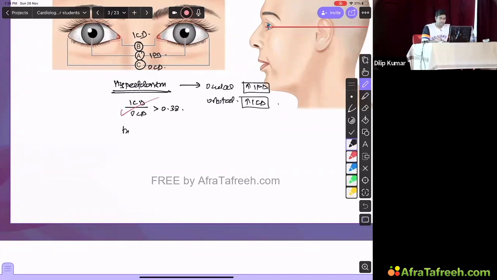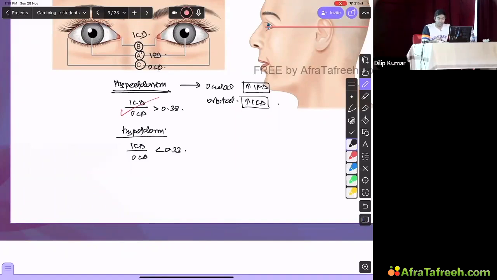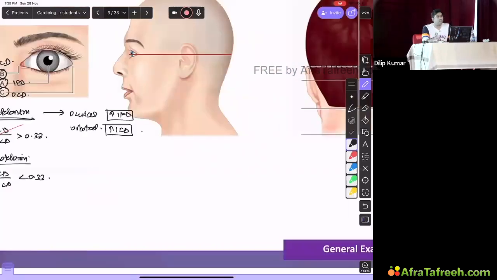Similarly, if your ICD by OCD is less than 0.33, it is called hypotelorism. If it is less than 33%, less than 0.33, it is called hypotelorism. Clear? So I'm giving a little time just to draw the eyes. I know you don't have the eyes in your notes, so that's why I gave a little bit of time. Okay. Then she said something called low set ears. What is the definition of low set ears?